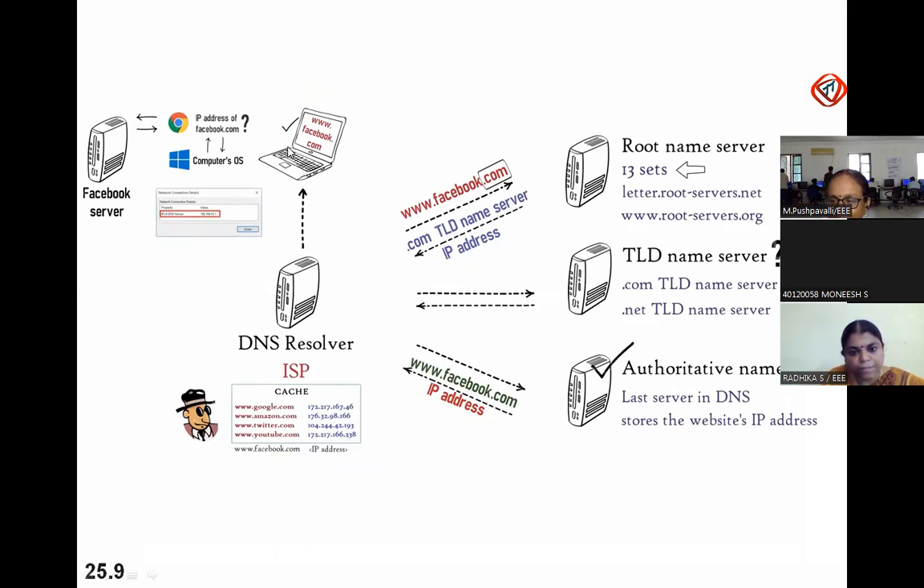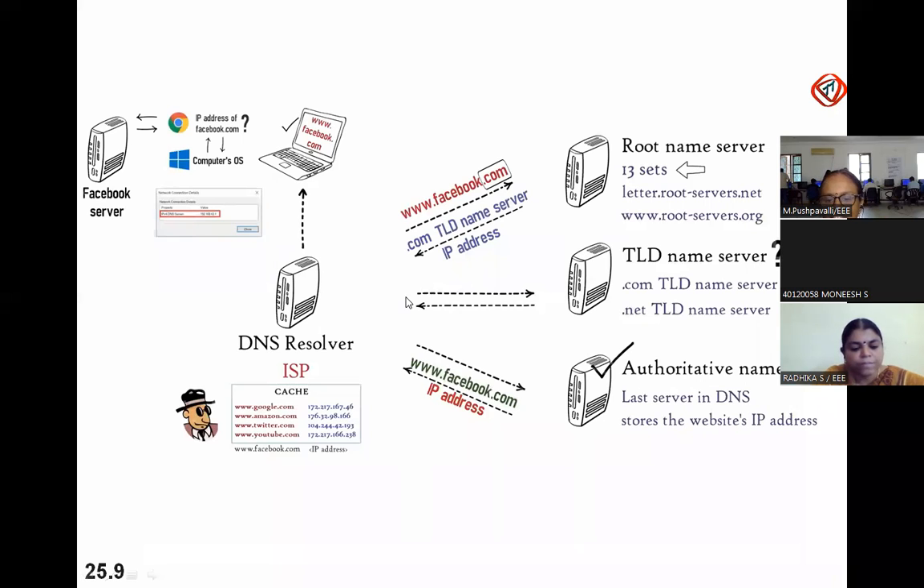So first I'm typing www.facebook.com in my laptop. Then automatically it will communicate with the DNS resolver. And that DNS resolver will go and search the root name server. The root name server will have the top level domains like .net and .org. So it will reply that it will be available in the TLD. TLD means top level domain name server.